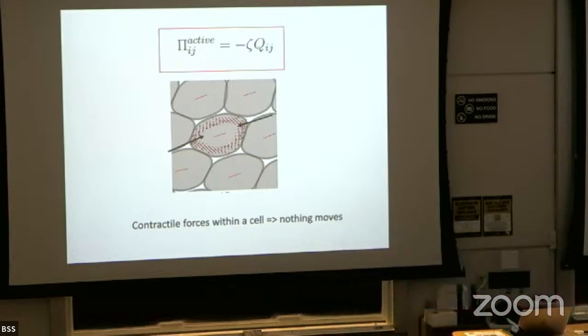Where was I? Okay, so contractile forces on the cell, nothing moves. That worried us a bit. So we tried to put forces between cells, because if you have a cell, it's going to pull on its neighbors in a way which is equal and opposite. So you certainly do get dipolar forces between neighbors.